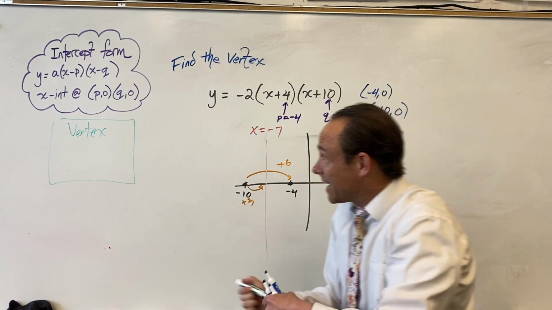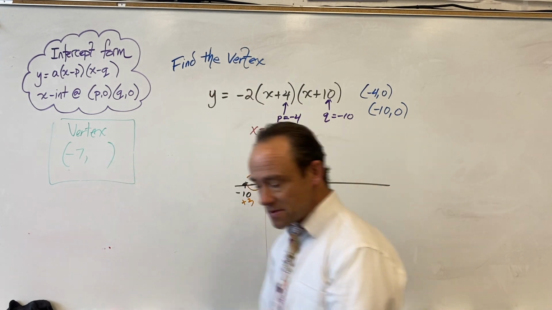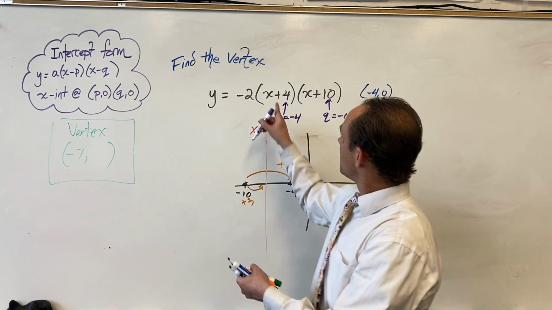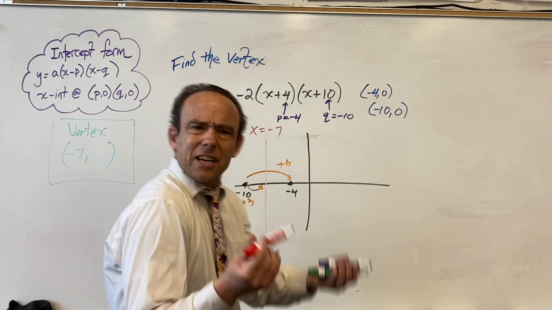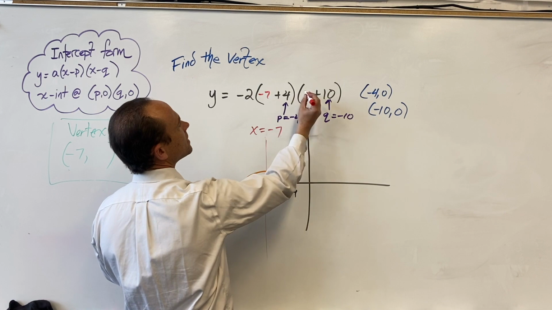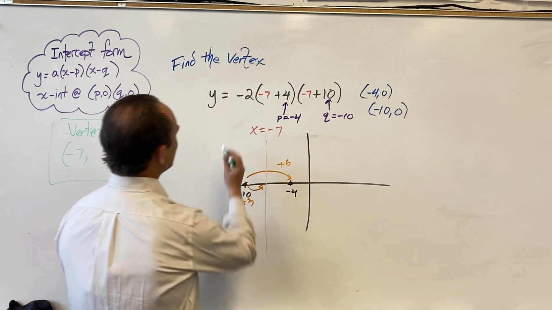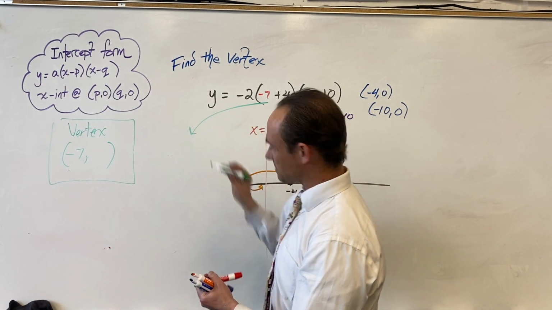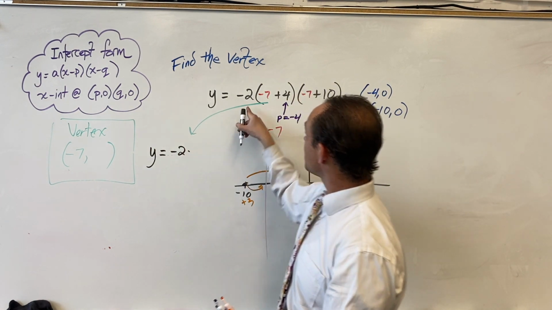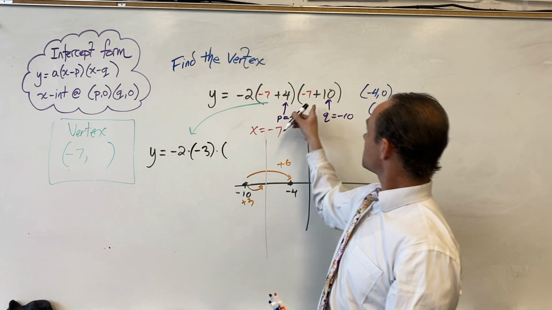Let's update our little answer box. We now know the vertex is located at x equals -7. To find the y value, let's plug -7 back in. I'm going to take advantage of having a whiteboard and erase the x value and put -7. We're almost there. So we got y is equal to -2, times, that's -3 times +3.